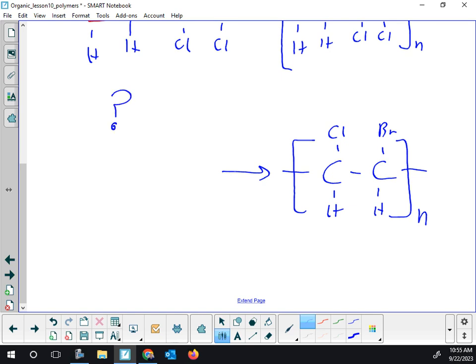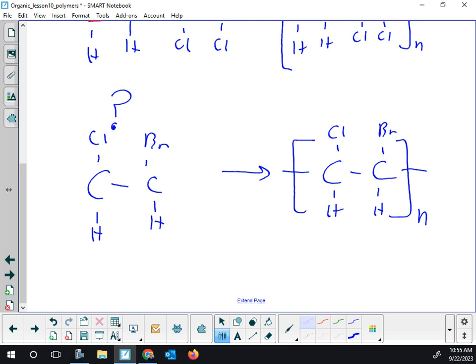And the question is, what is that? It can be a pretty straightforward question if you have a reasonable understanding of this. The key being, do you realize you have to have an ene to have made this or any addition polymer? Gotta have two carbons. Gotta have a Cl, a Br, an H, and an H.